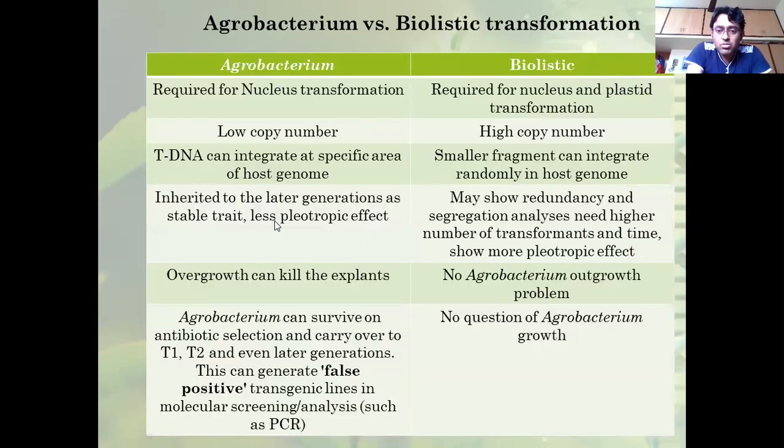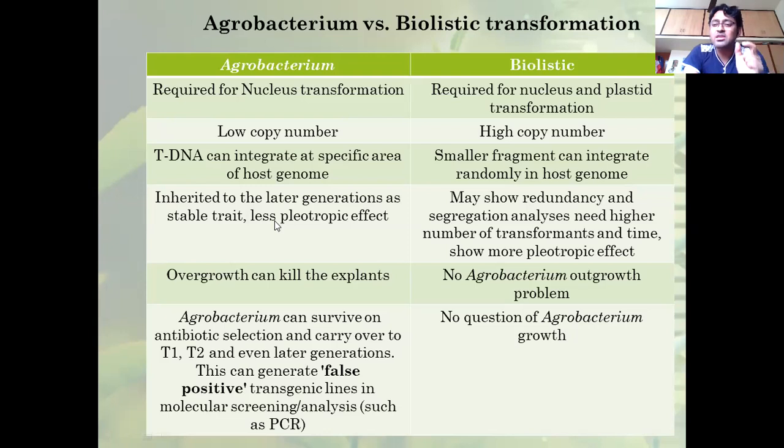Now, which method will we choose, Agrobacterium or biolistic? Both Agrobacterium and biolistic have merits and demerits. What are the merits of Agrobacterium? It is used for nuclear transformation, and from Agrobacterium the gene of interest is transferred to the plant.